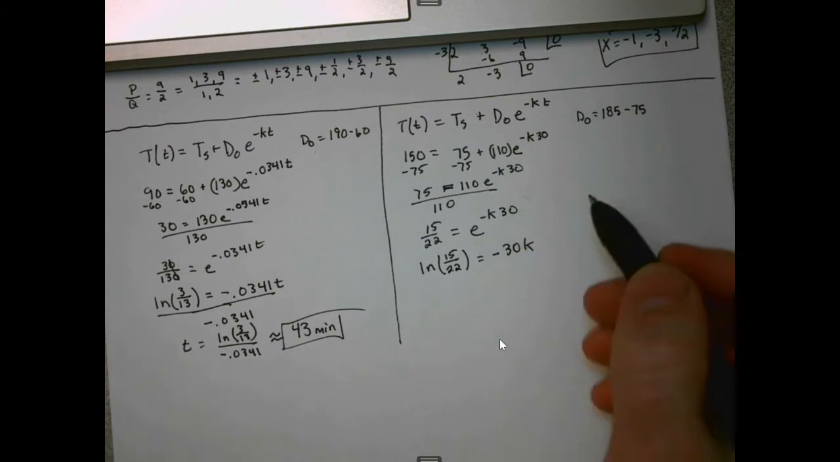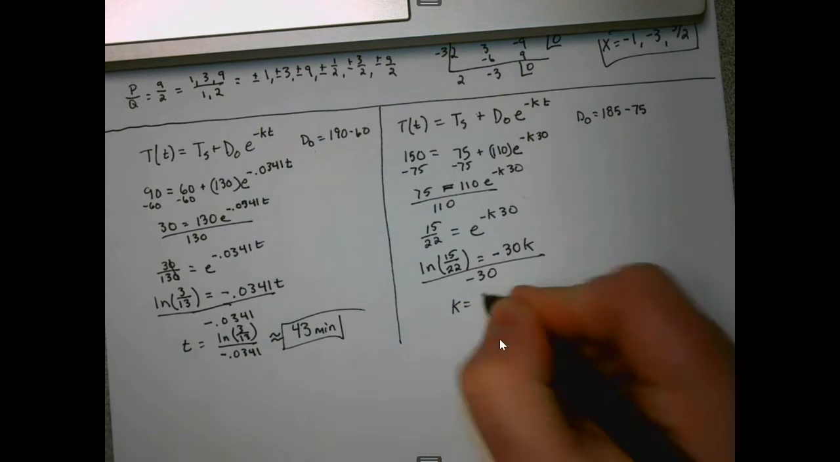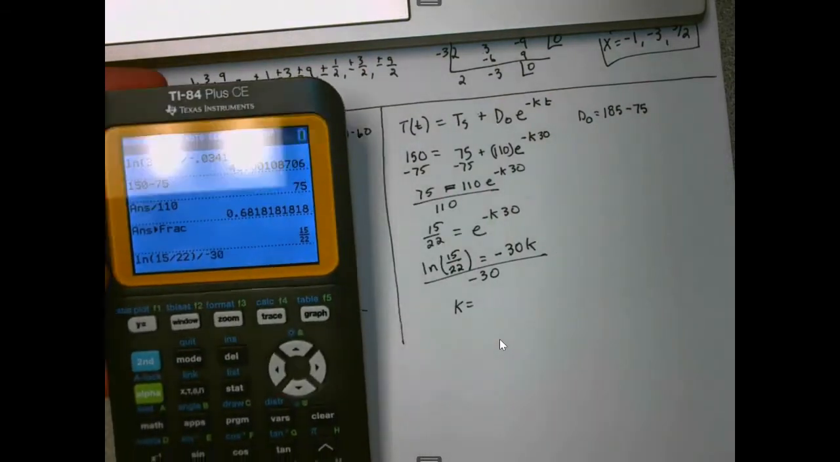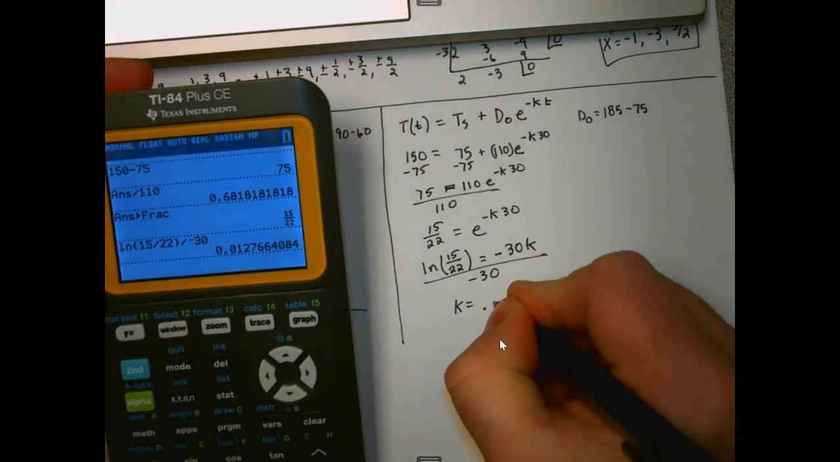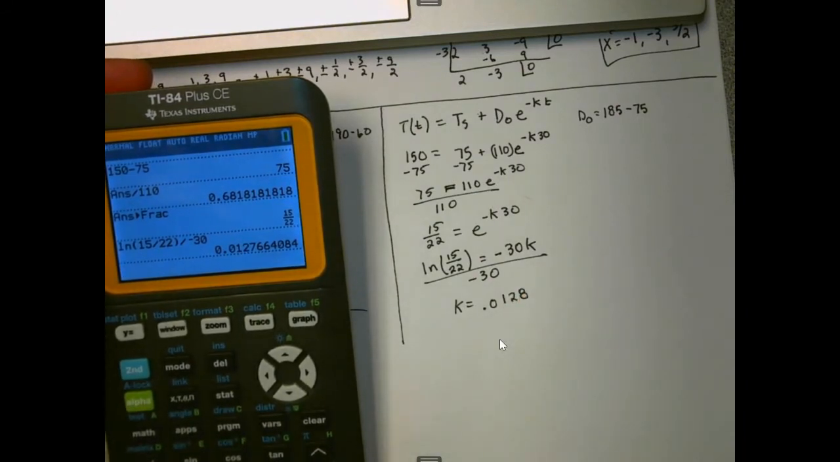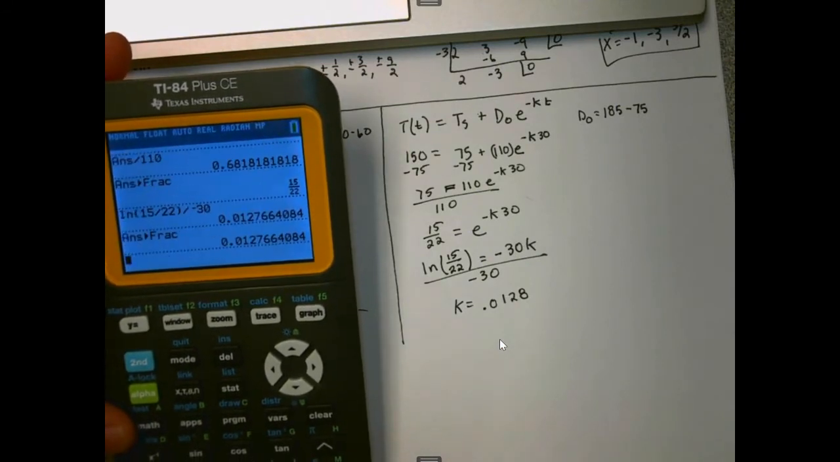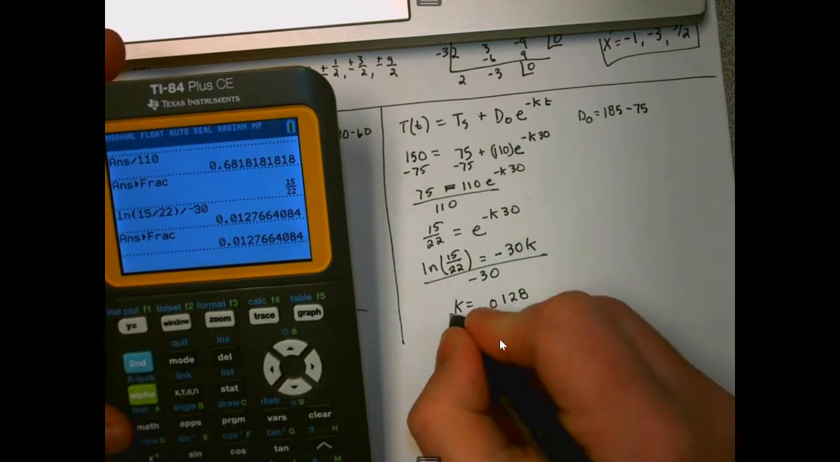I just switched those. Divide by negative 30, and you get k equals ln of 15 over 22 divided by negative 30. You see how I wrote that in the calculator there? So you get k to be 0.0128. The more decimals you have is good. And if you want to turn this into a fraction, it doesn't turn into a fraction. Okay, so this is k.